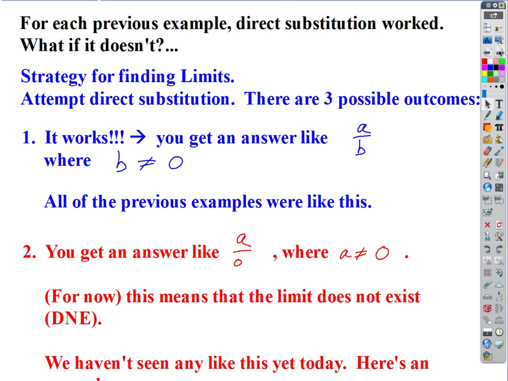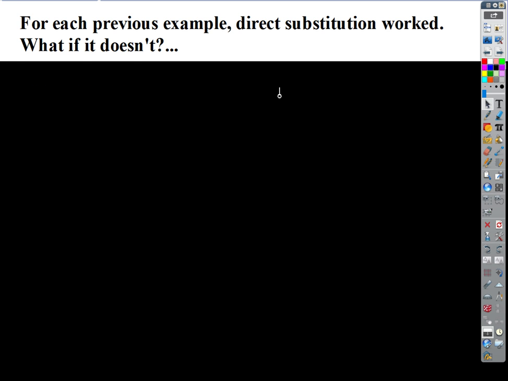Okay, so this is getting kind of boring. It's all pretty easy, but it can get harder. Each of these previous examples, direct substitution worked, right? They were all examples where we could just plug in a value because in each case, the ant anticipated stepping where he actually would step, right? But sometimes that's not the case. What if that doesn't work?